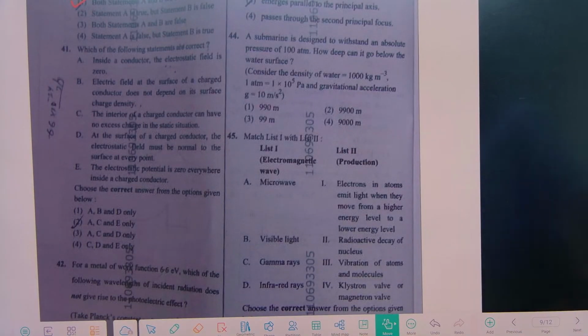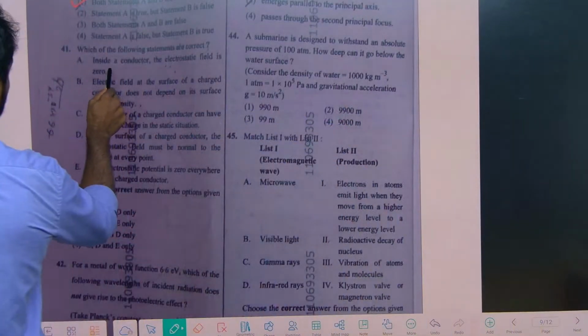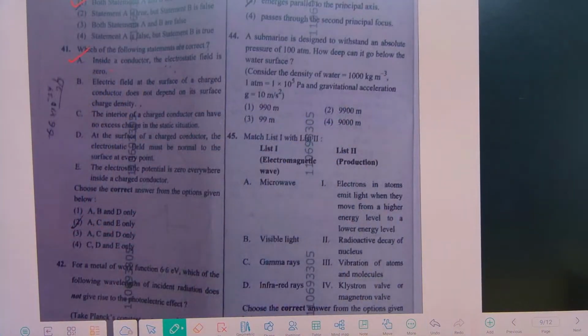Which of the following statements are correct, they are asking. Inside a conductor, the electrostatic field is 0. Obviously it is 0, no? A. Electric field at the surface of a charged conductor does not depend upon the surface charge density. No, it is false. The interior of a charged conductor can have no excess charge in the static situation. Yes. At the surface of a charged conductor, the electrostatic field must be normal. Obviously, it can be any surface, but it will be normal, so option D is also correct. So A, C, D are correct. Option 3 is the answer.